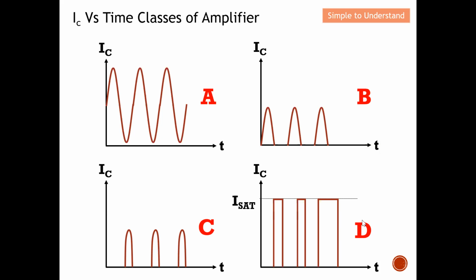As for class D, they use PWM, pulse width modulation. Later on, I'm going to explain this class D amplifier. But over here, you get a quick idea of the different currents at the collector versus time for class A, class B, class C, and class D. Basically, you can see whether they conduct 360 degrees, or less than 50%, or much, much less than 50%, or another form, which is class D, using pulse width modulation.